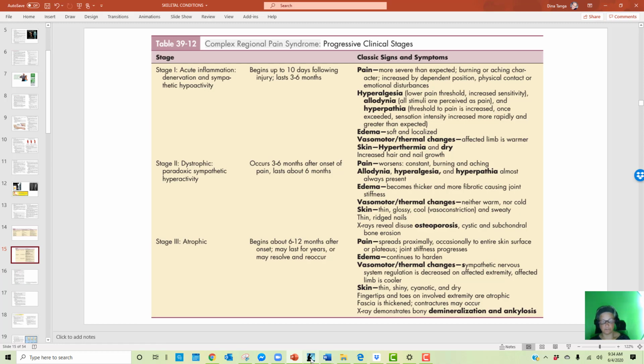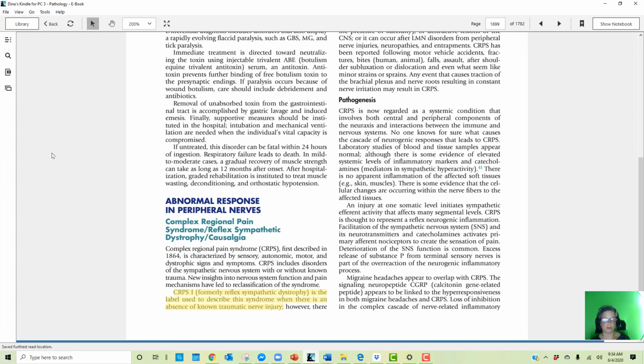So now we'll go to the reading on this particular pathology. Complex regional pain syndrome, reflex sympathetic dystrophy, causalgia, abnormal response in peripheral nerves. Complex regional pain syndrome, CRPS, first described in 1864, is characterized by sensory, autonomic, motor, and dystrophic signs and symptoms.